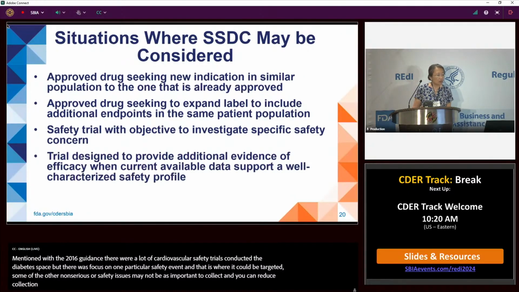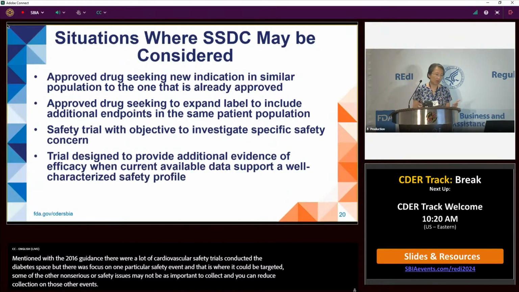And finally, you can also consider it where you have a trial that's designed to provide additional evidence of efficacy when the current available data support a well-characterized safety profile. Now, this one here needs a little bit of explanation. Let's say, for example, you actually have a product, an application before the agency, and it had two trials in order to demonstrate substantial evidence of effectiveness. One trial was positive, the other one was not.